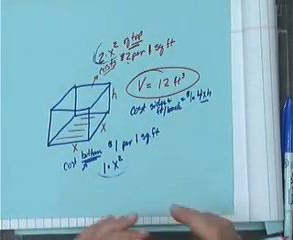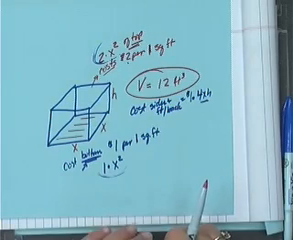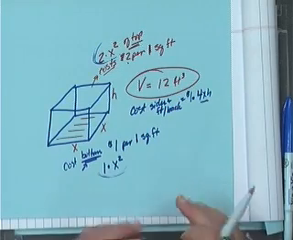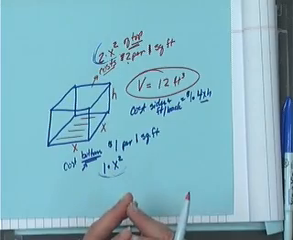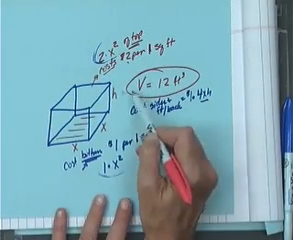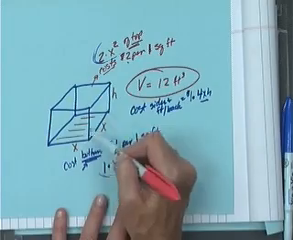What's our box going to hold? 12 cubic feet, called the constraint equation. Constraint: I'm restricted to a box that's going to hold 12 cubic feet. All right, so let's look over here at our box.